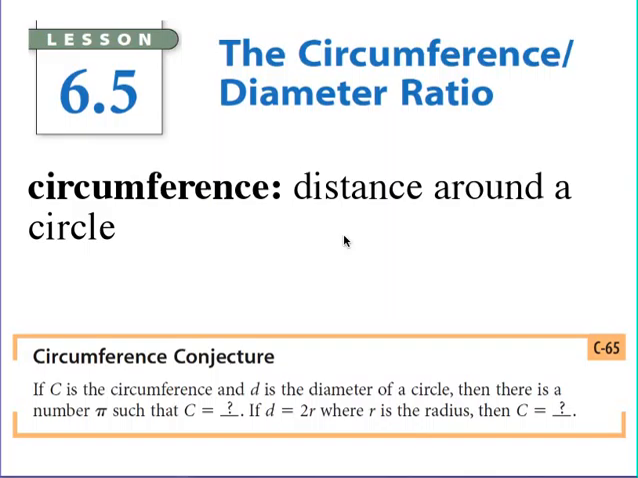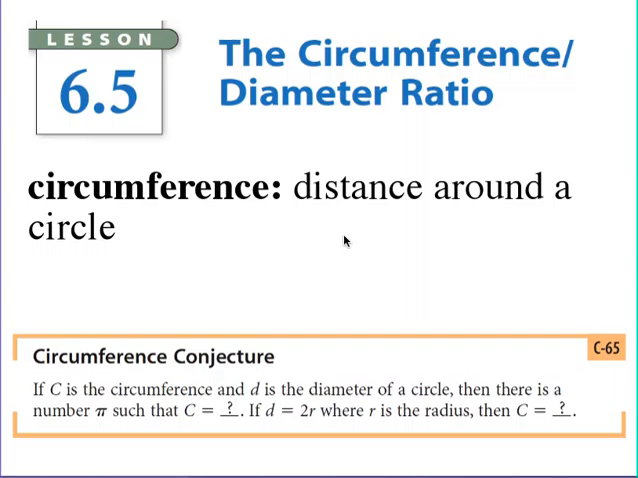And this is not a difficult lesson. You've spent a lot of time in the past learning about circumference and diameter. So let's just define what circumference is. Circumference is the distance around a circle. So what would be another word for distance around? The perimeter, that's right. So basically the circumference is nothing more than a fancy name for the perimeter of a circle. That's all it is.